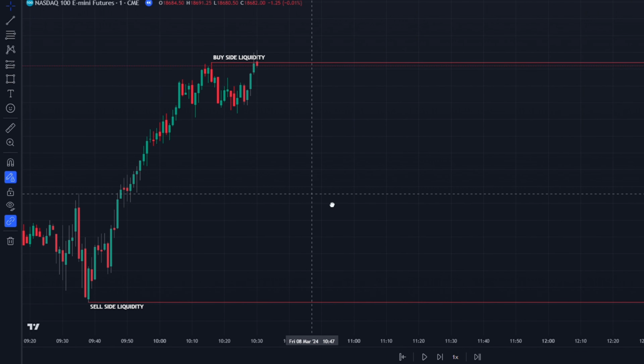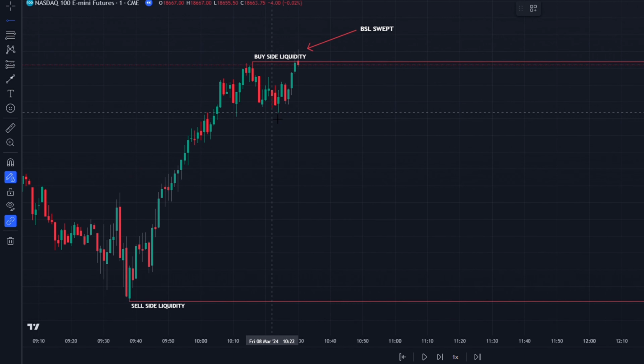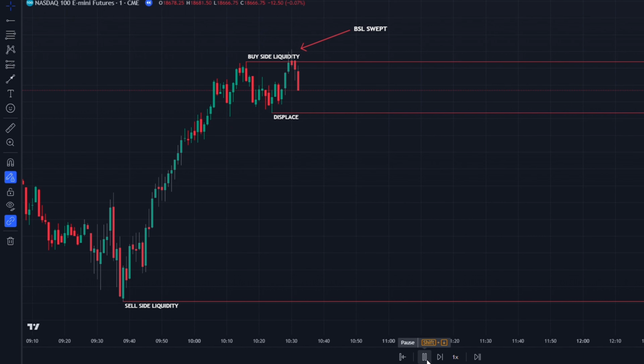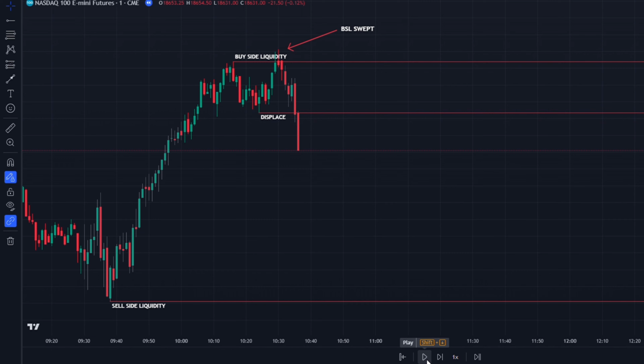There you go. As you can see, buy side has now been swept. So you'd mark that out on your chart, buy side swept. Displacement will be below this level here. Now we can wait for a displacement. There you go. So we've just seen price displace below this level here.